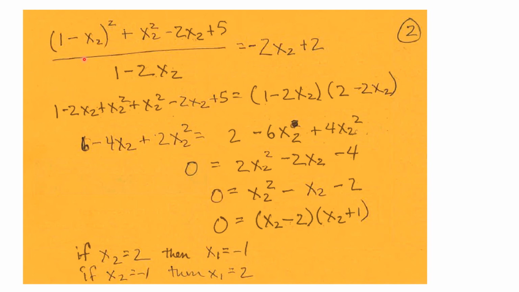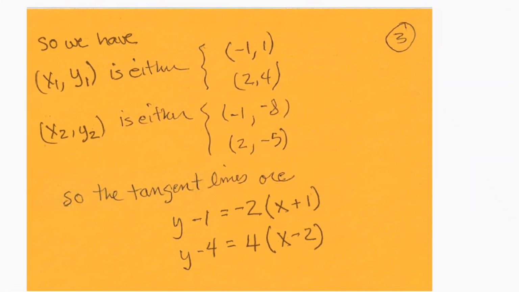When I do that, I will get 1 minus x2 whole squared plus this over this is equal to this. Now notice, my dear students, that I only have x2 here, so this ends up being a quadratic in x2. And you can follow the algebra and multiply both sides by 1 minus 2x2 and simplify, but I find out now that x2 has to be 2 or minus 1. And if x2 is 2, then x1 is minus 1. If x2 is minus 1, then x1 is 2 from the previous substitution. So these are the points of tangency.